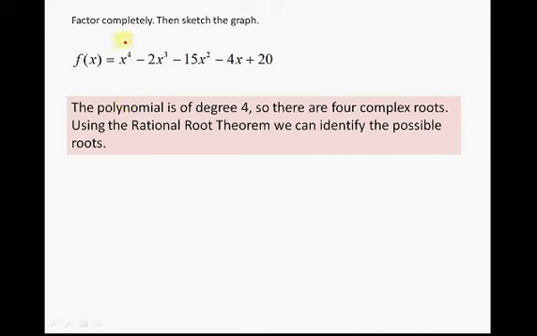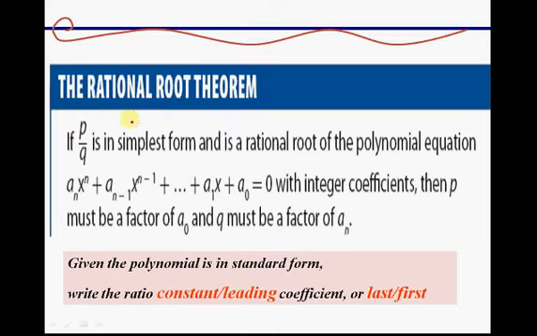So the polynomial is of degree 4, right? The highest power is 4. So that means there are 4 complex roots. We can use the rational root theorem to identify the possible roots. So let's first take a look at the rational root theorem.